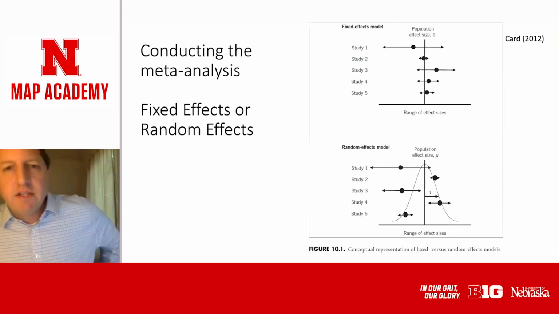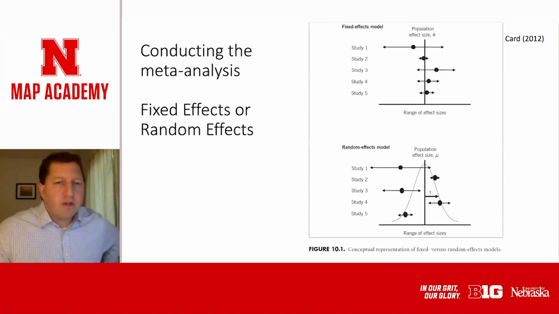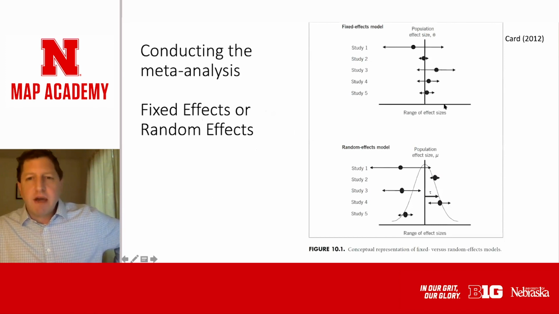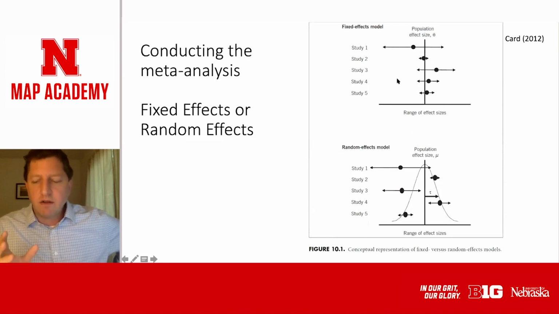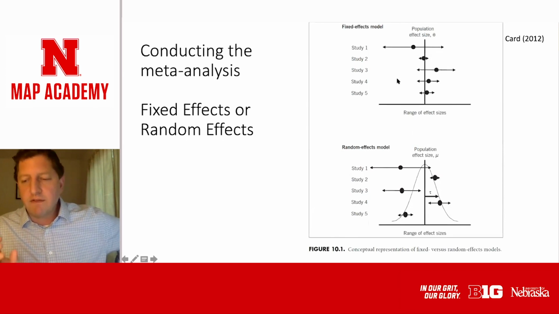The next thing that you need to do is decide if you want to do a fixed effects or random effects model. I'm not going to spend a lot of time on this, except to say that most of the time we're going to be using fixed effects models. If you're using a fixed effects model, it's essentially because you think that you have a really tight group of studies. This is the corpus of this, and that the actual population effect size will be within these effect sizes.